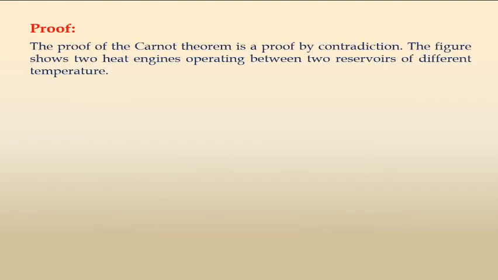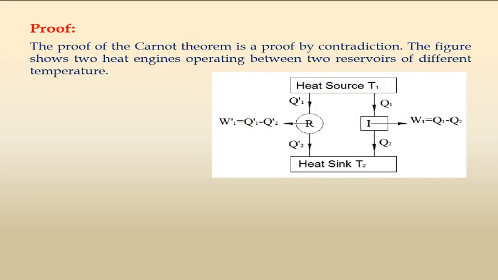So let us see how to prove this. The proof of Carnot theorem is not a direct proof, but it is a proof by contradiction. So consider the adjacent figure which shows two heat engines operating between two reservoirs of different temperatures. One is an irreversible engine and another one is a reversible engine. Both the engines are working between the two temperatures. Hot source is at a temperature T1, whereas the cold reservoir is at a temperature T2.